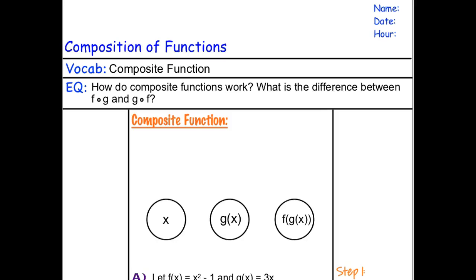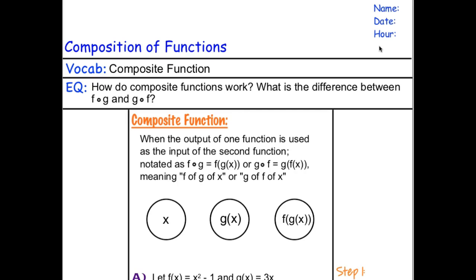The next step on our journey is composite or composition of functions. In order to understand what this is, we need to know what composite functions are. A composite function is when the output of one function is used as the input of the second function, notated as f of g or f∘g, so f of g of x, or g∘f, which is g of f of x. I know that's a mouthful, and you're probably going, oh my god, I don't get it. So just sit back and understand.